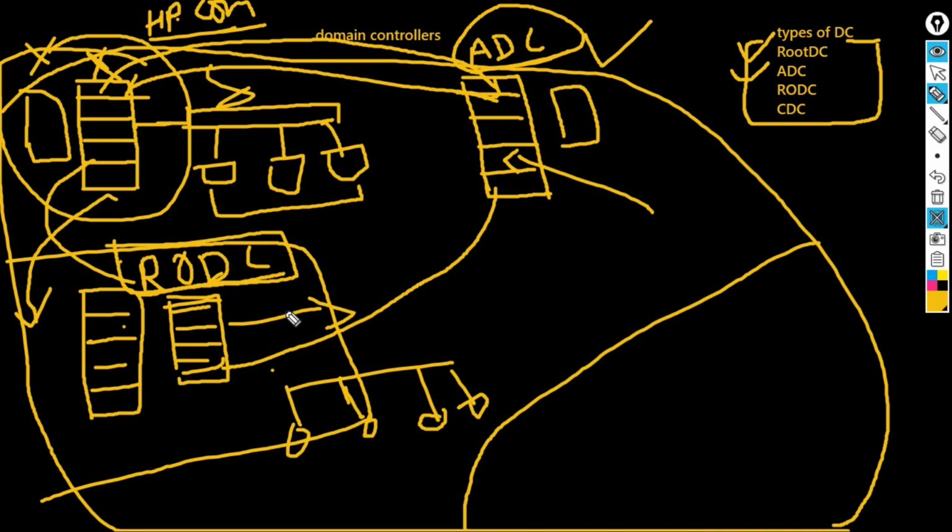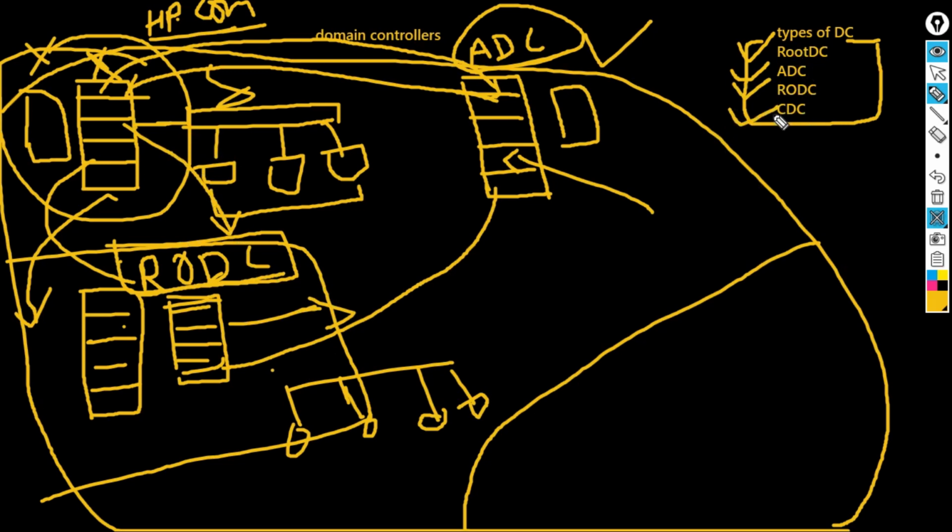So this RODC server is very useful actually. RODC means the machine will be there, but nobody can do anything on it. It will be read only. You can see the name, read only. You can see everything, but you cannot do anything. If you want to do anything, you have to ask for permission. The administrator will delegate the permission, and then only you can do anything. So this is RODC. Now the one remaining is CDC, Child Domain Controller.